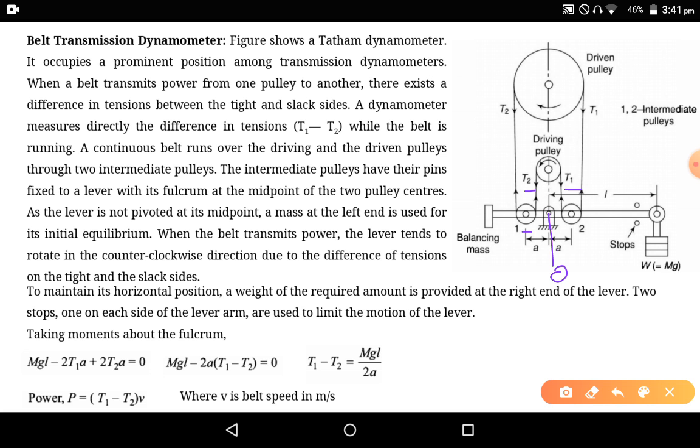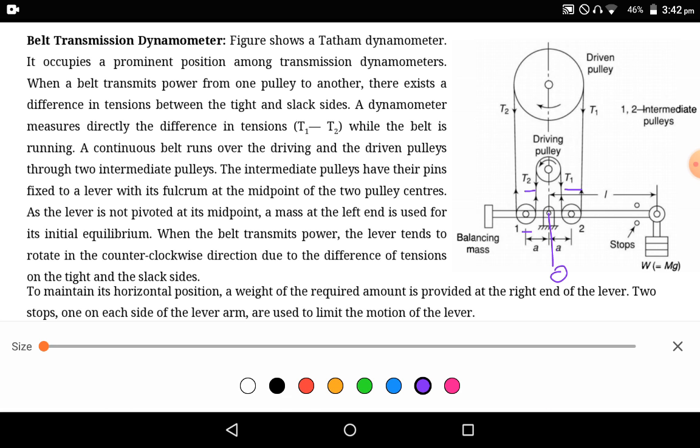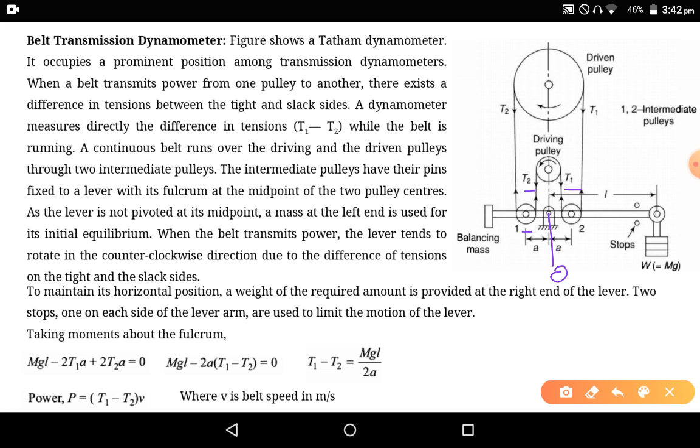So this fulcrum, what will happen? Consider intermediate pulley 1. The forces acting on this pulley are T2 in both sides, in the ropes. So the net force which will act on this pulley will be 2 times T2.